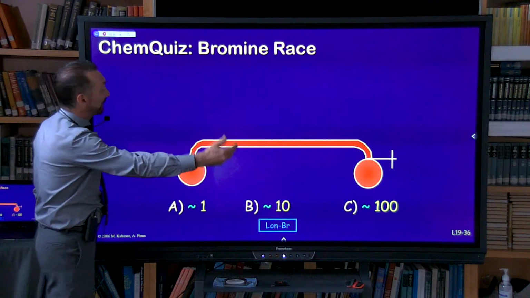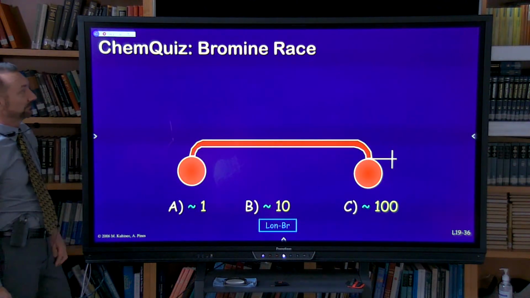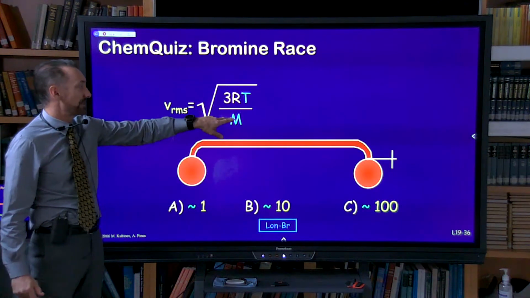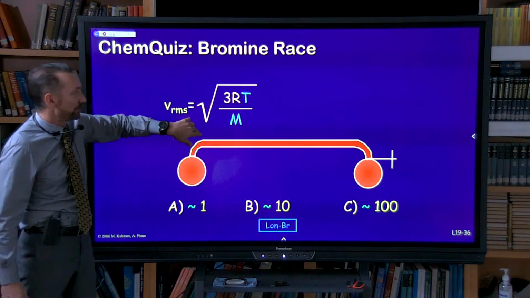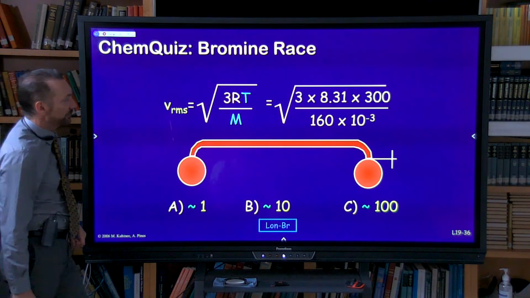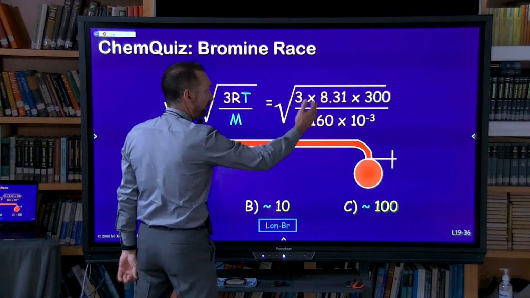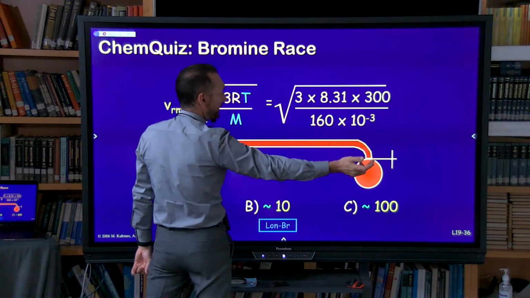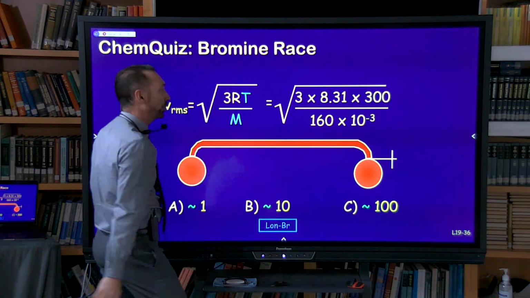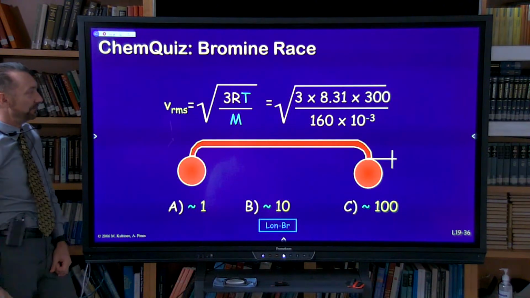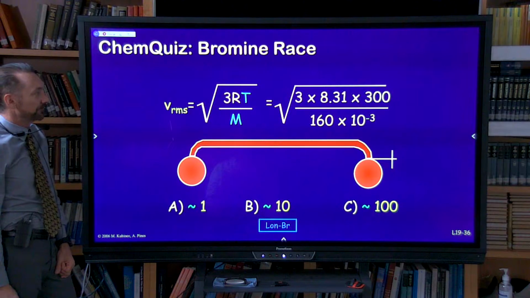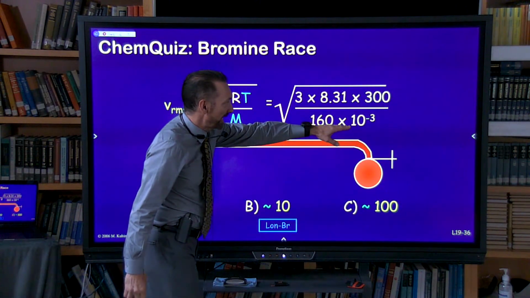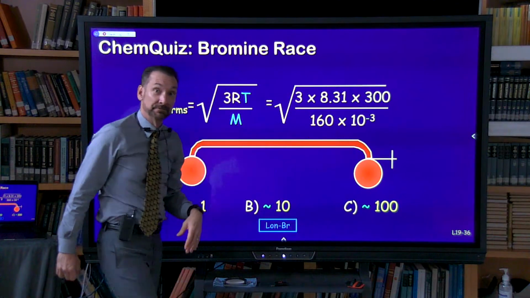The distribution of velocities, well, we can do that. We have a simple expression for the root mean squared velocity. It's the square root of 3RT over m. We said it's around 300 K. So I put in, I don't have the units here, but I have the 3, the value of R, the absolute temperature, and the molar mass of the bromine. And I've changed the molar mass to kilograms.